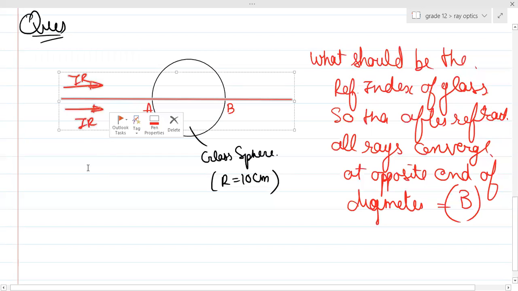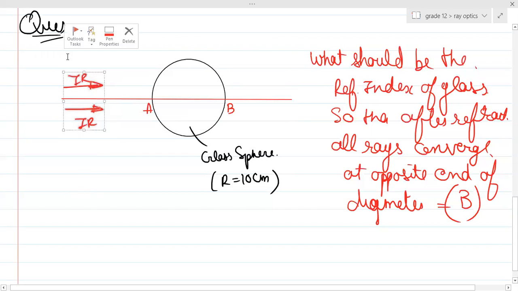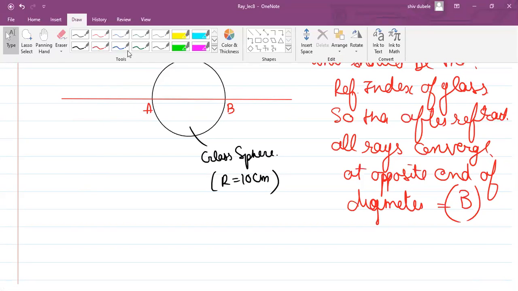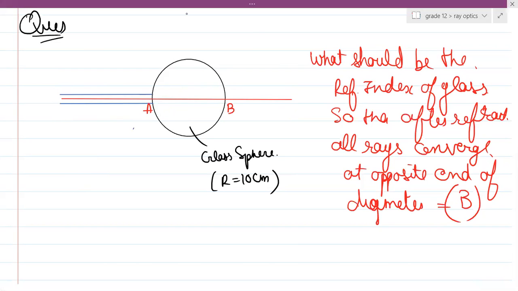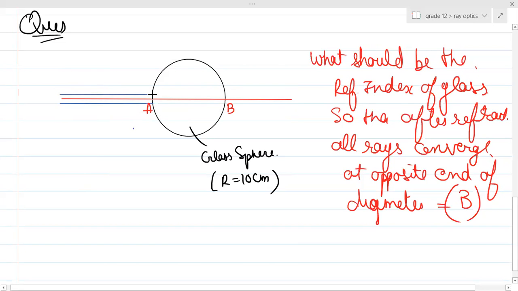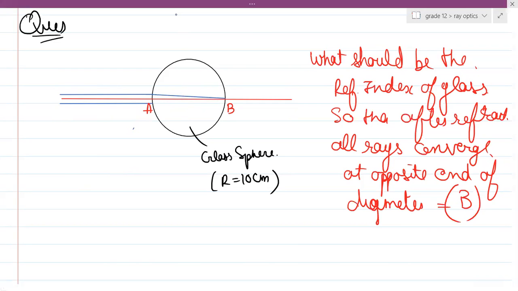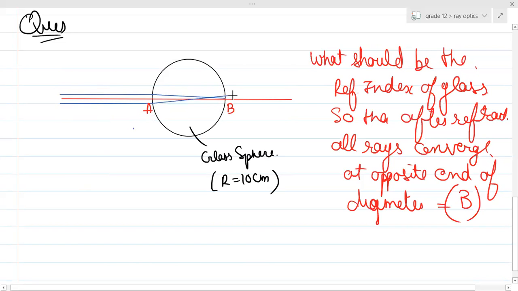What do you want in this question? You want the light rays to be incident at point A, on this surface AB, and you want these light rays to converge at point B. So everyone can understand exactly what we want, right?